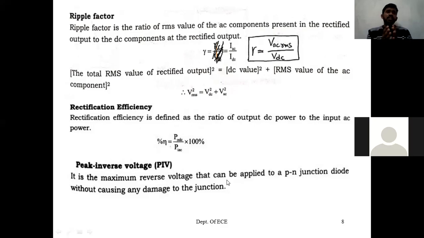So if your application needs, say, 50 volts reverse voltage, that is, your application is working on 50 volts reverse voltage, then you need to select the diode in such a way that it has a reverse breakdown voltage of more than 50. Let us say for safety, you will select a diode with a reverse breakdown voltage of 100 volts.